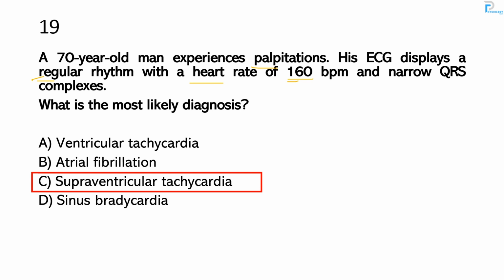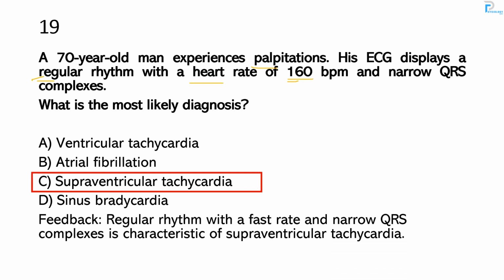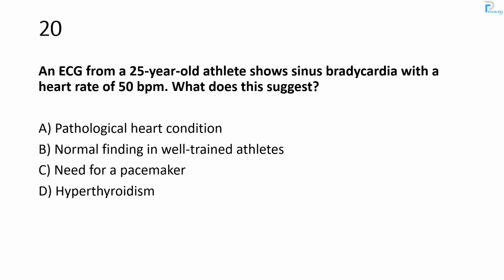What supports that is the fact that the rhythm is regular and the QRS complexes are narrow. An ECG of a 25-year-old athlete shows sinus bradycardia. What does it mean, sinus bradycardia? Bradycardia means the heart rate is low.